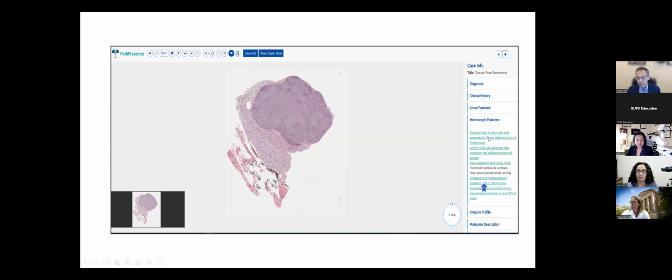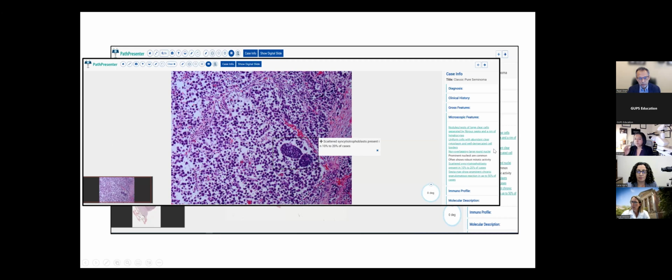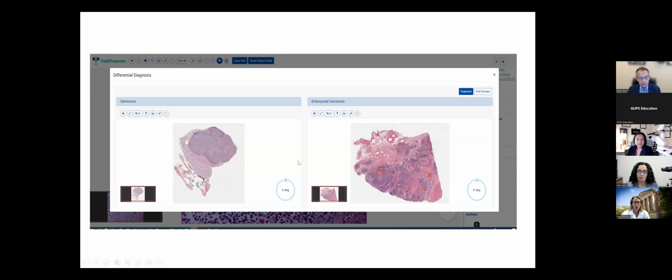One of such features is annotation features. So in every case, important features are annotated using this underlined text. So when you click this text, it will take you directly linked to a feature on a class slide. For example, in this case of seminoma, I'm showing this in situ trophoblastic giant cells annotated feature. Another interesting tool is a differential diagnosis section, where you can do side-by-side comparison of the entities under differential.